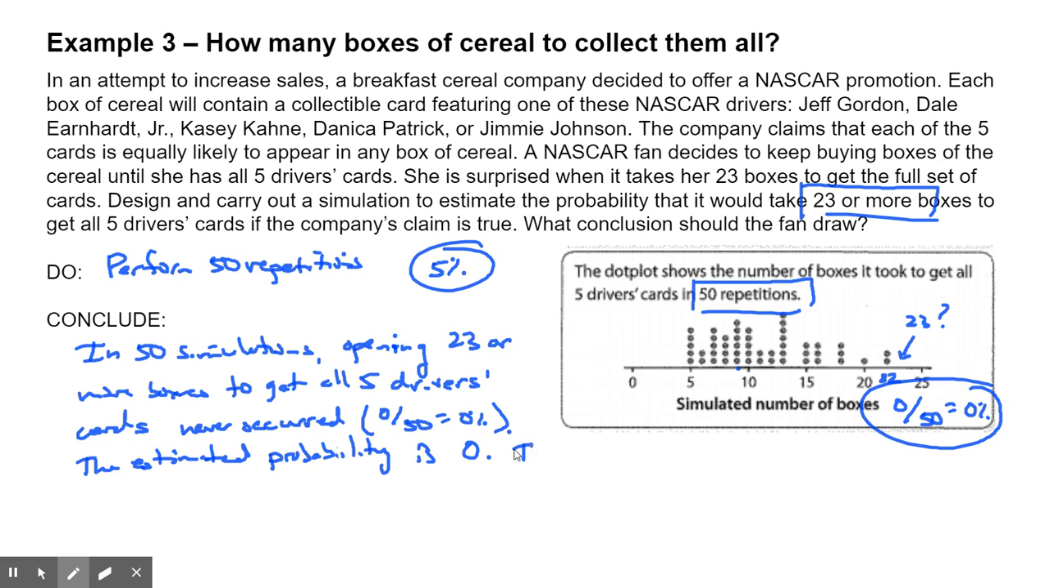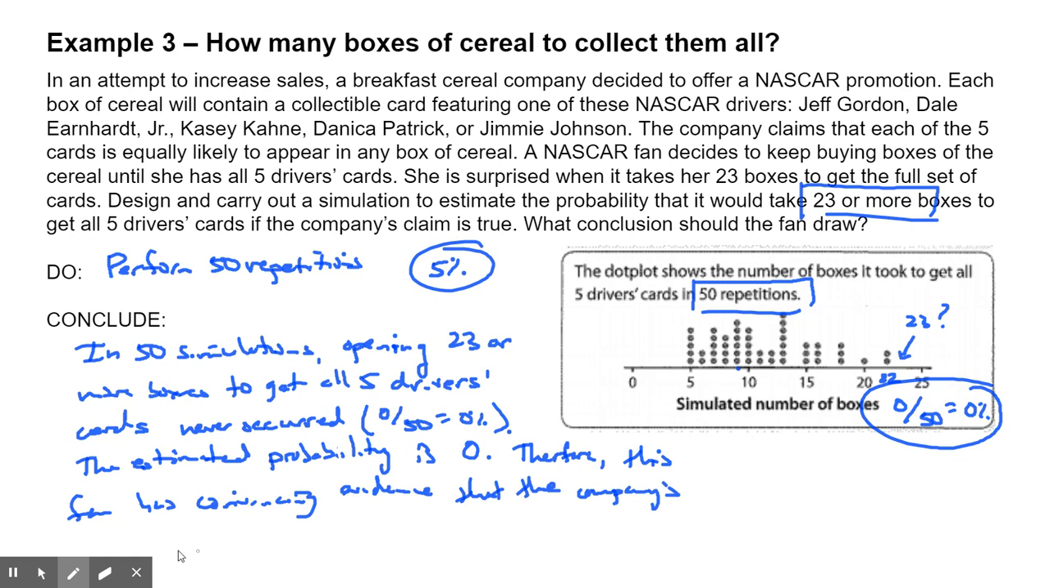Therefore, this fan has convincing evidence that the company's claim is false. And that's because 0% is less than 5%.